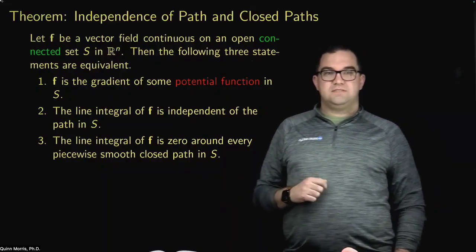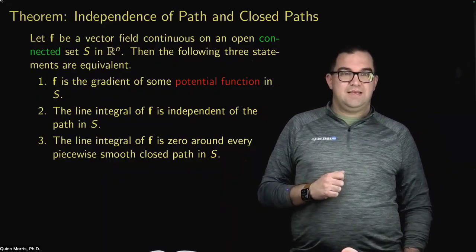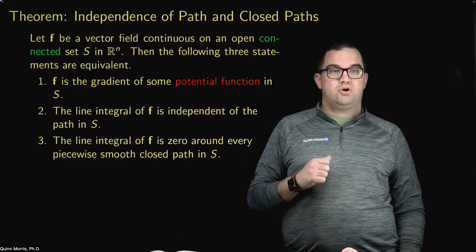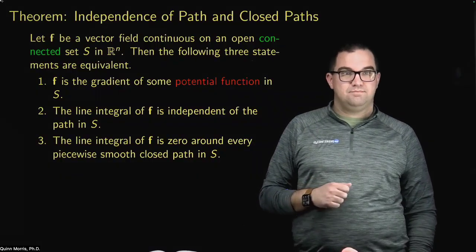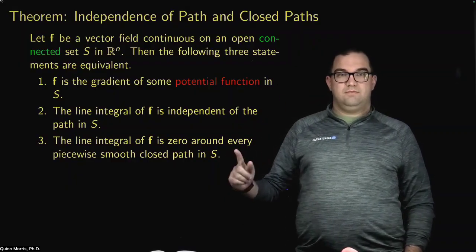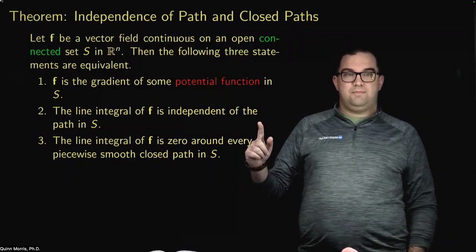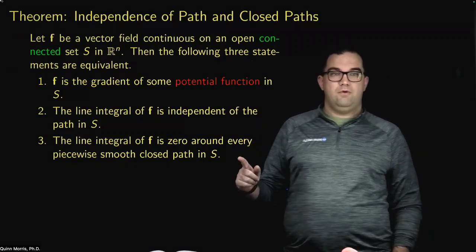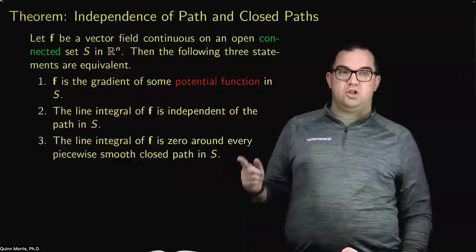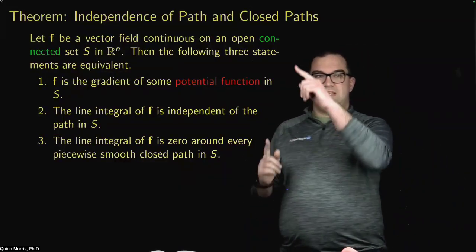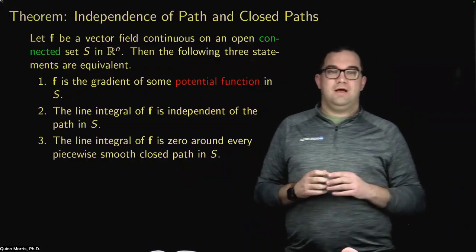Now, the third piece of this is that the line integral of f is 0 around every piecewise smooth closed path in S. So again, all of these are equivalent. Saying that f is independent of path in S means that the line integral of f is going to be 0 around every piecewise smooth closed path in S. So again, all of these things are connected to one another.